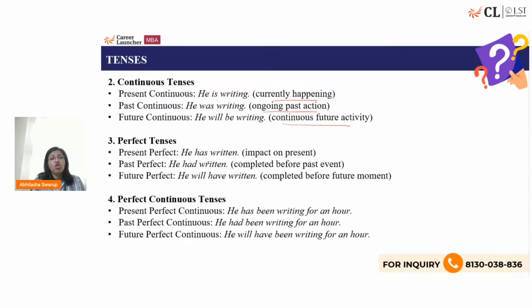The perfect tenses show he has written, for example, the impact on the present; had written is any event that was completed before this past event; and a future perfect will be when there will be a future moment, and prior to that this will be completed. So this is how the perfect tenses happen.